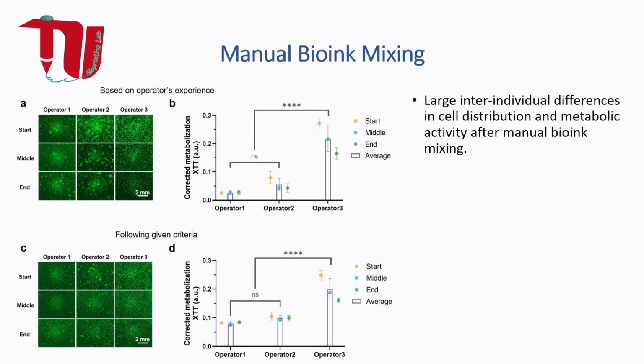So my PhD student asked 3 lab members to do the manual mixing. He never told me who is who, but what you see is that the 3 different operators had 3 completely different outcomes with regard to cell distribution, with regard to cell viability. Even after training all the operators, there were still large deviations. And I think that this is a big issue when comparing results from different groups around the world.